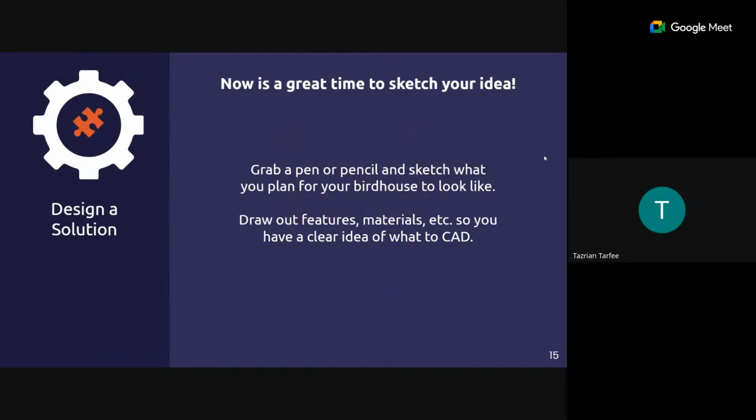The third step is designing a solution. At this point, we want to grab a pencil or a pen and a piece of paper and sketch out what we want our birdhouse to look like. We want to draw out the features we might have, the materials, anything that will help us make our model in the next step.